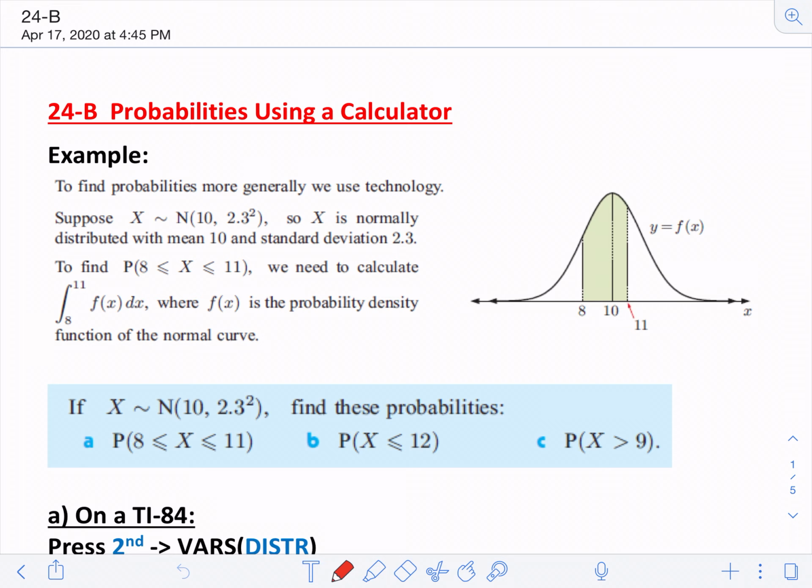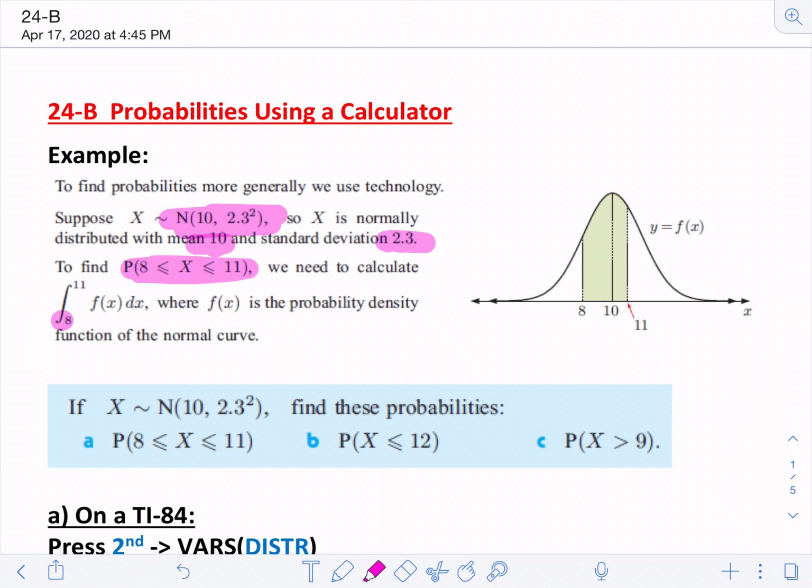As we saw before, we talked about a normal distribution curve where we have the mean and the standard deviation, and we're looking for probabilities, the probability densities between certain values. Here's an example. If I've got a normal distribution curve with a mean of 10 and a standard deviation of 2.3, which means the variance is 2.3 squared, and let's say I want to calculate the probability of x being between 8 and 11.